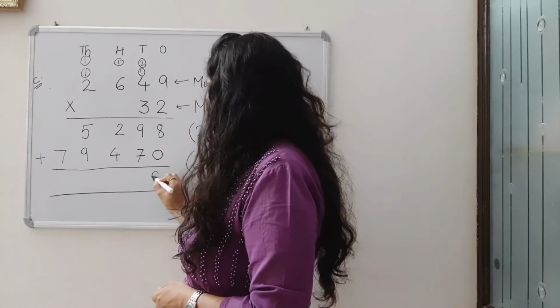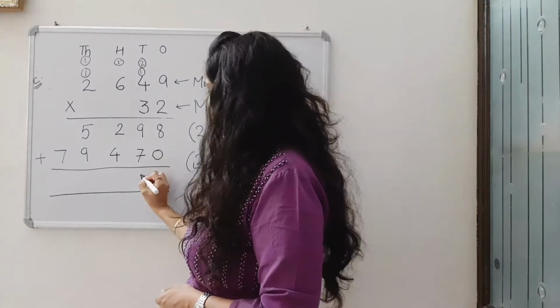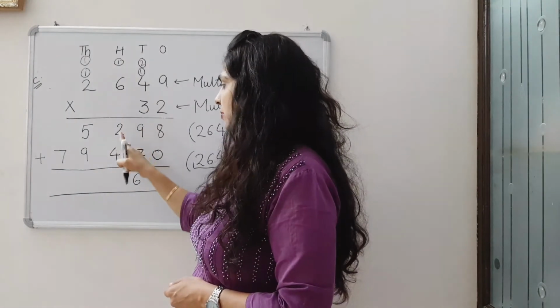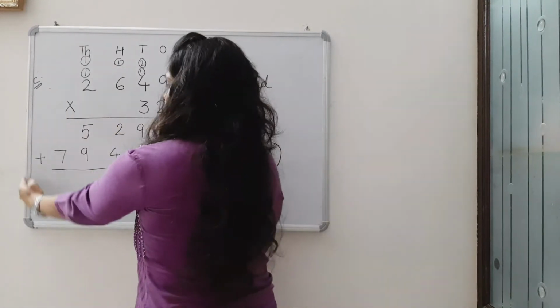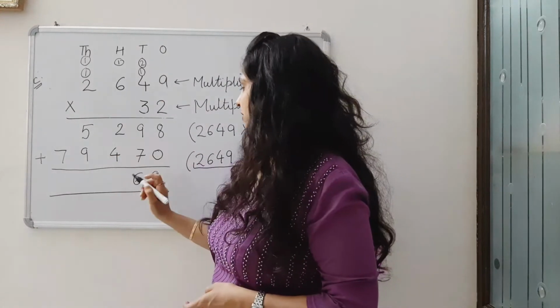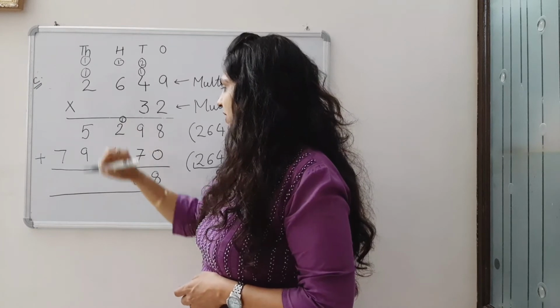8 plus 0 is 8. 9 plus 7 is 16. Now where will you carry 1? Not here. Here, because we are doing addition in this part only. Here we are doing addition, so we will put the carry over here. 9 plus 7 is 16. We will write 1 carry over here.